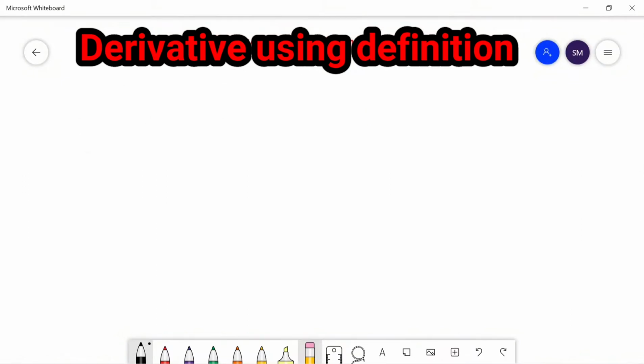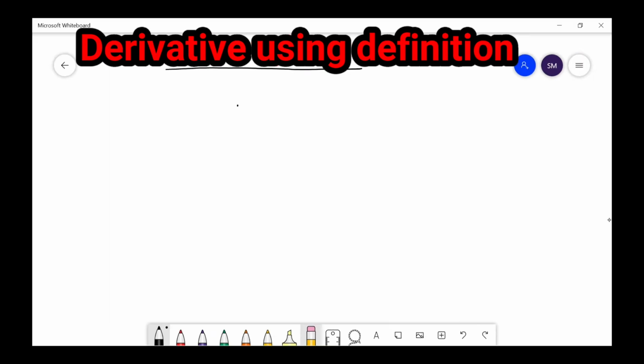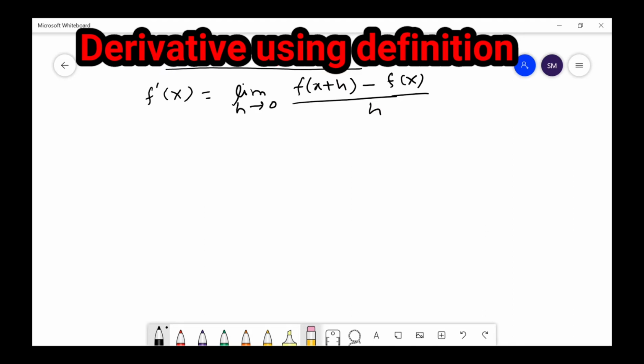In this tutorial, we are going to discuss derivatives using the definition of the derivative. Just recall the derivative definition, which is given as f dash x is equal to limit h tends to 0 of f of x plus h minus f of x over h. We'll take different functions and establish the derivative of those functions.